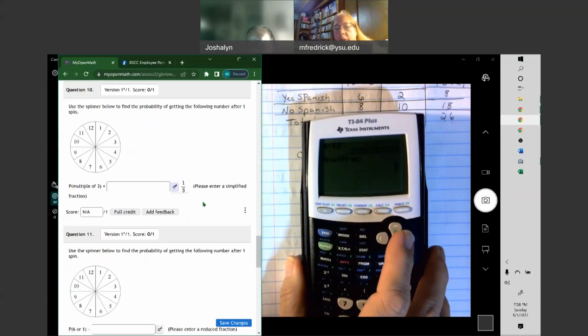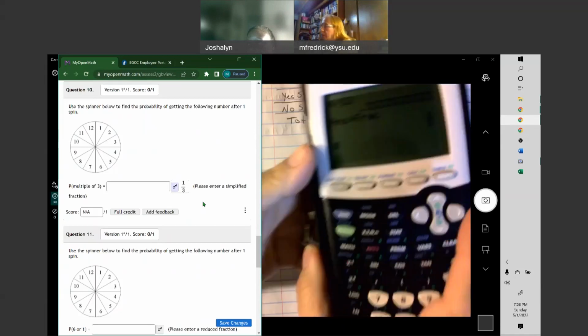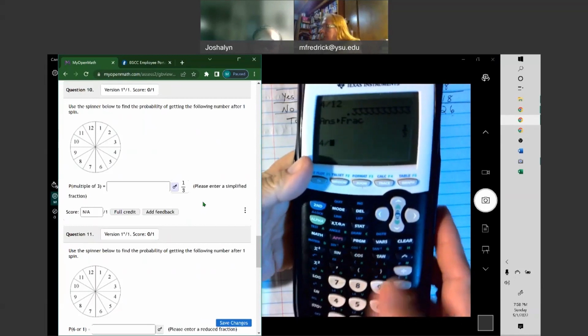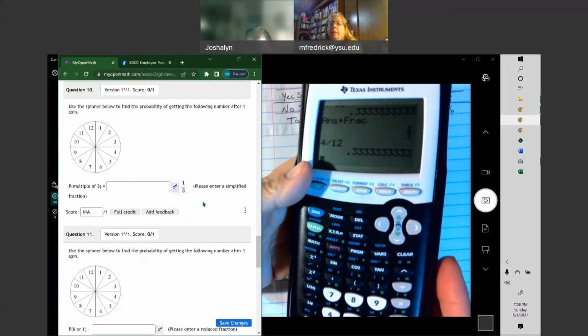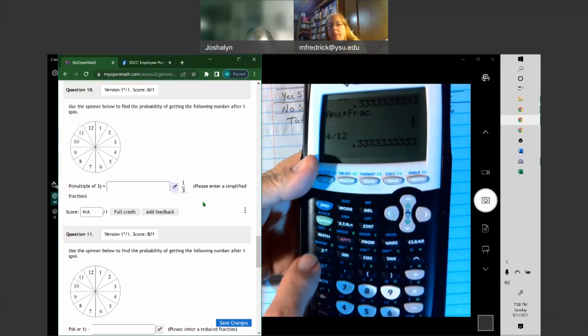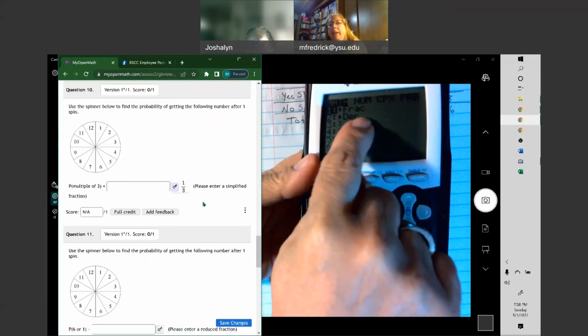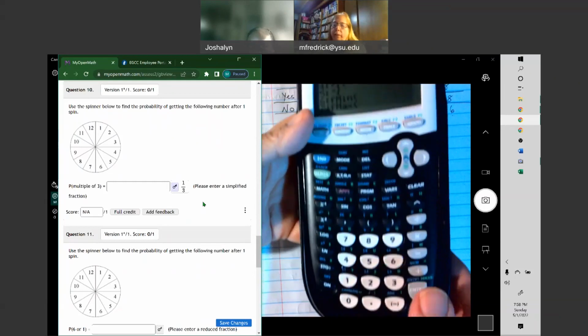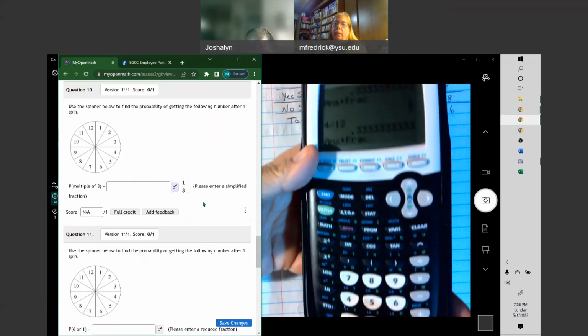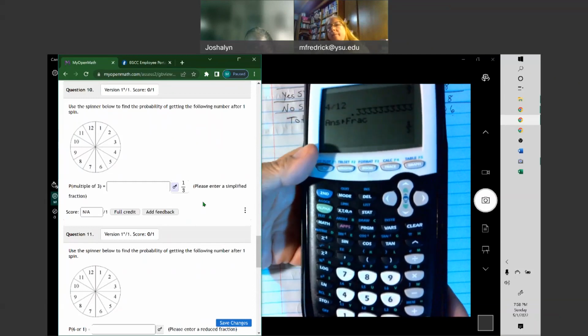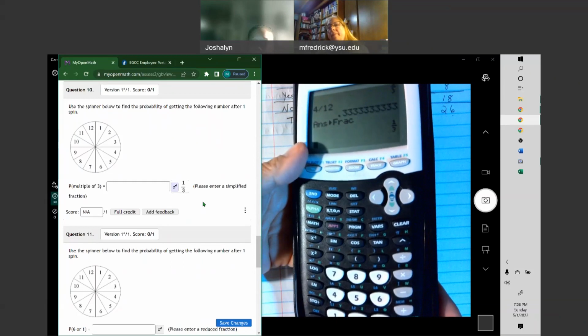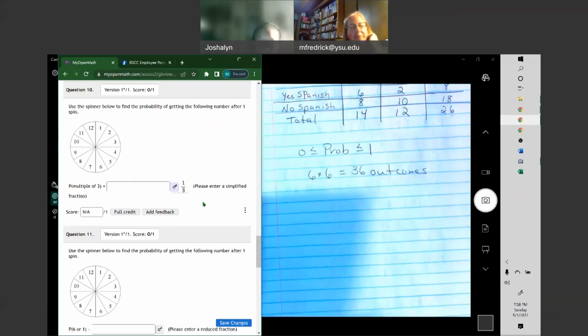Can you show me again, please? So if we do 4 divided by 12 and hit enter, we have our decimal. Then over here where the math is, push math. Fractions already highlighted, and then you hit enter twice. Okay, there you go. All right, thank you.